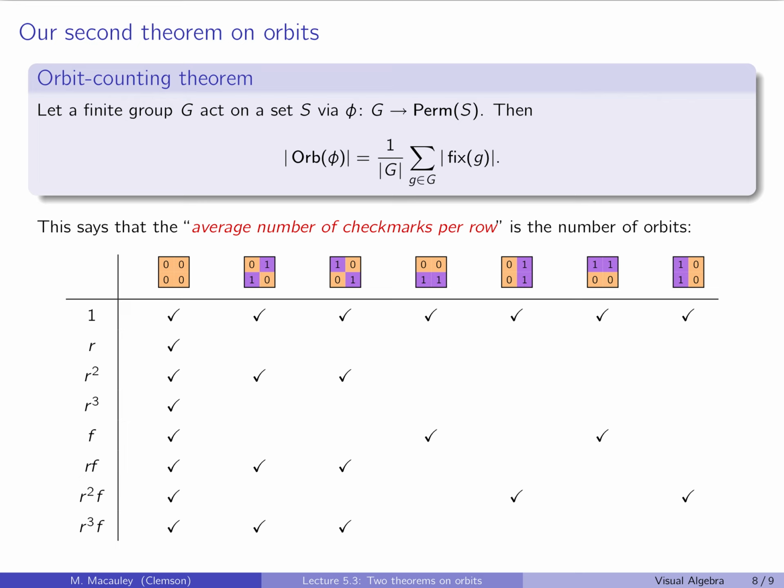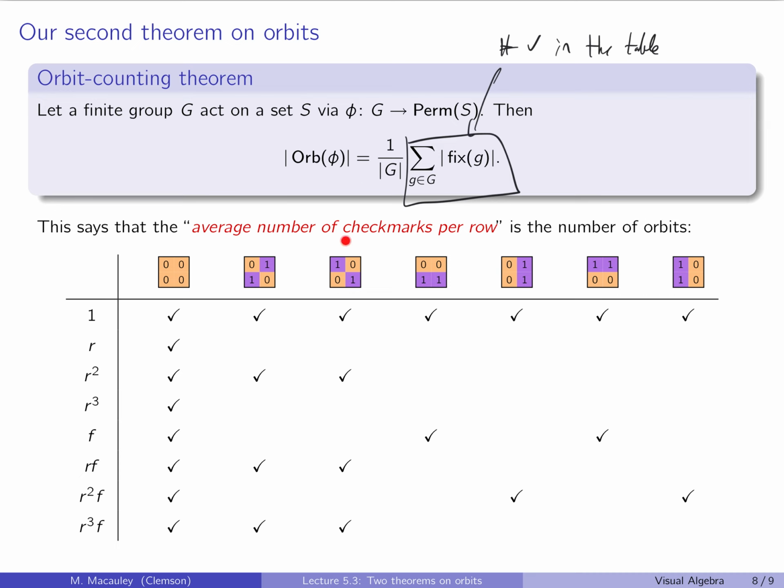So the orbit counting theorem says if we have a finite group G acting on a set via homomorphism phi, then the number of orbits is, what is this saying? We are adding up the size of a fixator for every group element. So for every group element, every row, we count the number of check marks and we add those up. So this is just the number of check marks in the table. And then we just divide that by the size of the group, which is the number of rows. So the right-hand side here is just the average number of check marks per row. And the idea is that this is the number of orbits.